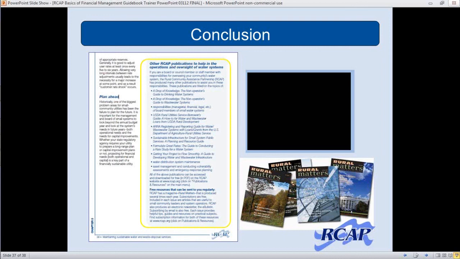We're very happy that you participated with us today. I want to thank Dan and Tom for presenting the material in the guidebook. I want to call your attention to page 38, which gives you a list of other documents that you might be able to take advantage of in learning more about utilities and utility finance.